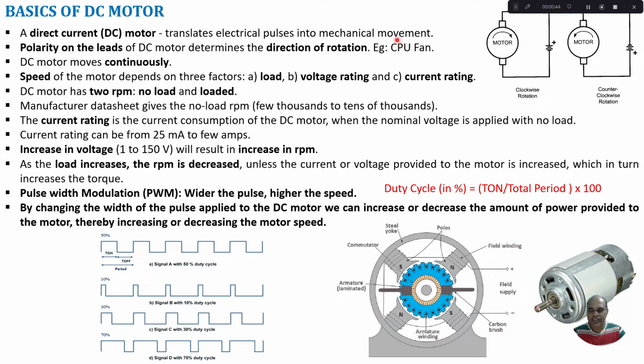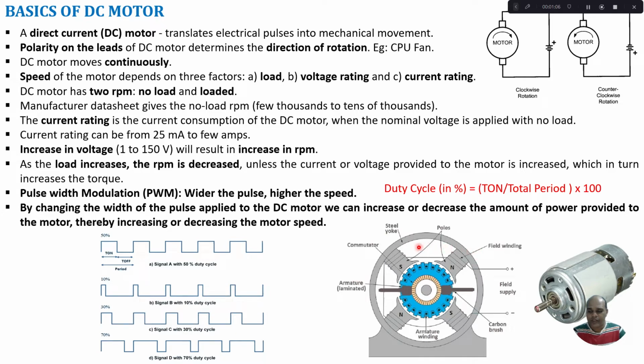If we see the basic construction of a DC motor, it has stator windings, which is shown here as an electromagnet, and it also has a movable part which is the rotor. So the rotor is an armature.